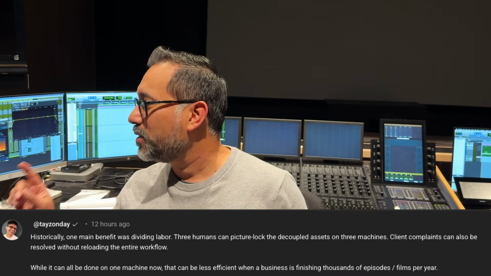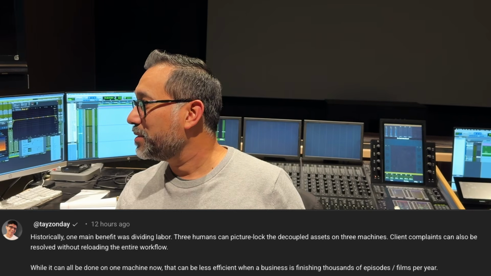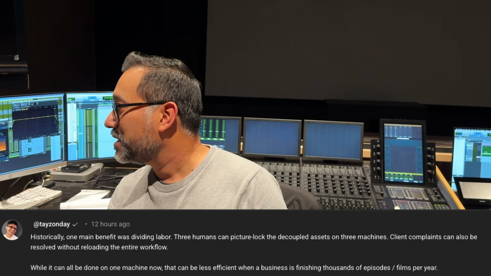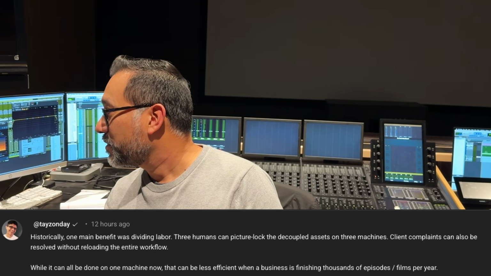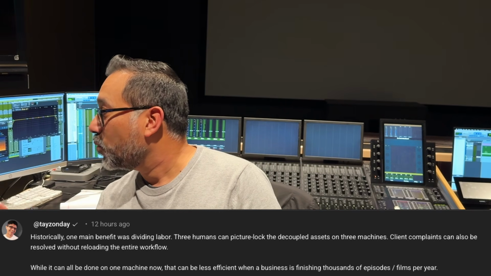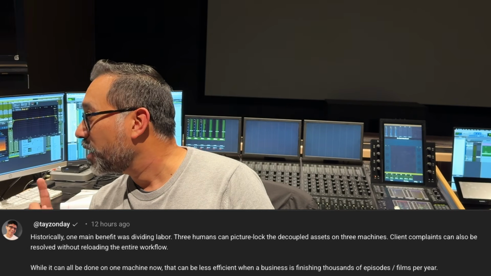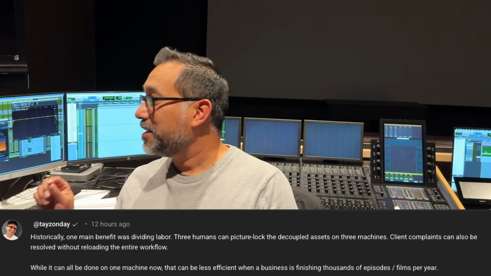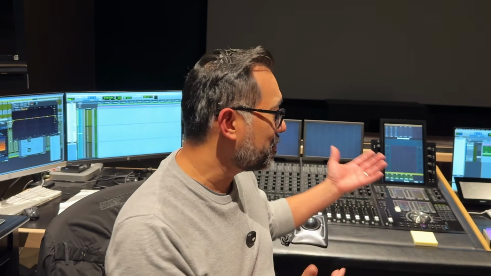But he says, historically, one main benefit was dividing labor. Three humans can picture lock the decouple assets on three machines. Client complaints can also be resolved without reloading the entire workflow. While it can be done on one machine now, that can be less efficient when a business is finishing thousands of episodes filmed per year. Like, duh, yeah, that's exactly why. And Abe and I were just talking about that.